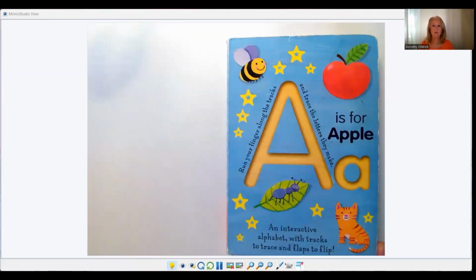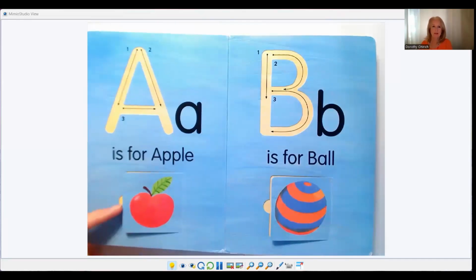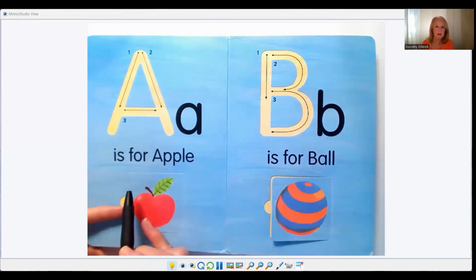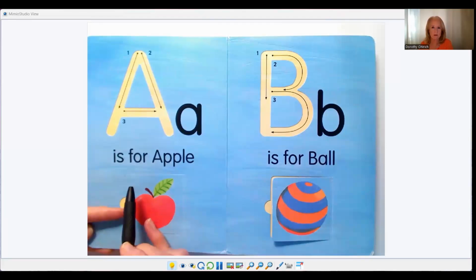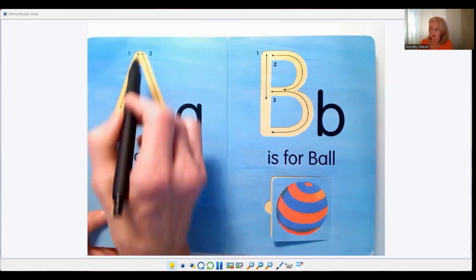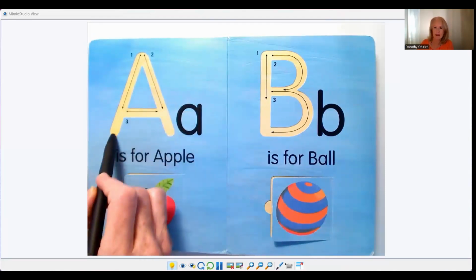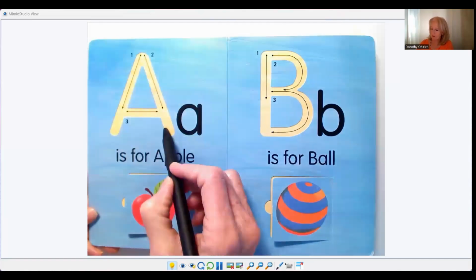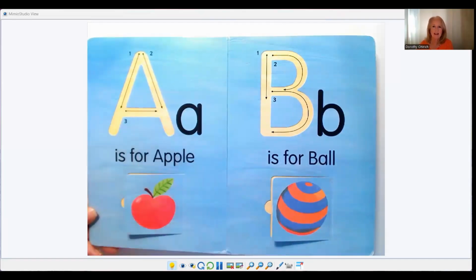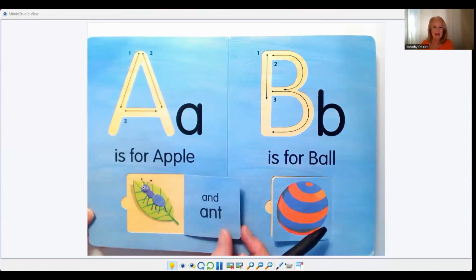Let's learn how to write the letters of the alphabet. We're just going to trace the capital, or the big, letters of the alphabet. Down at an angle, down at an angle, across. That's an A. A is for apple and ant.